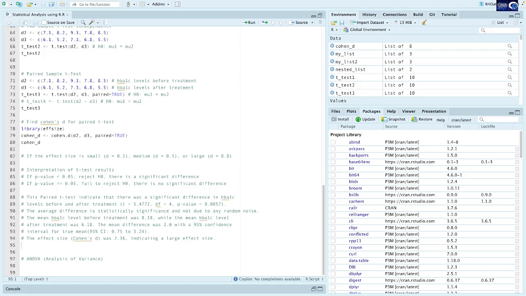So ANOVA basically compares the means between the groups, but it tests them using the variance. That is why it is named analysis of variance.